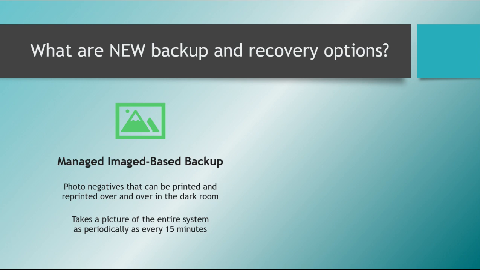We can reprint that photo negative over and over in a dark room anytime we need it. So if hardware fails, we just go back to the negative and reprint that photo. So we can take a picture of the system periodically, as quickly as every 15 minutes. Some people don't need a recovery point that quickly, but we're here to chat with you about recovery point objectives and recovery time objectives.